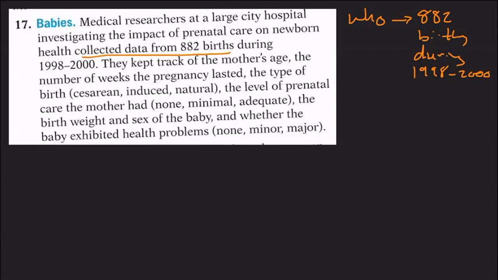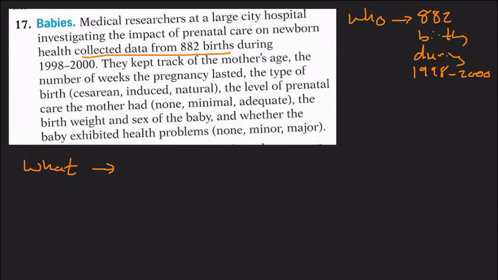Now let's look at the what. So we want more space for the what because we're going to list all of our variables. And also we'll talk about categorical versus quantitative, if you remember that. So what? So for these 882 births, what piece of information are we writing down in our little notebook? That's our question.